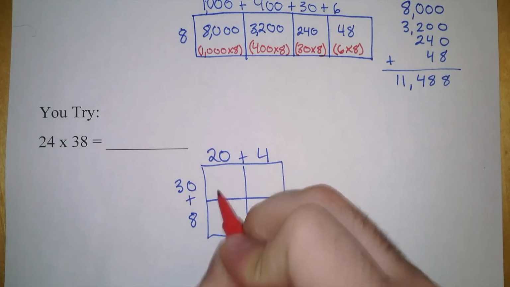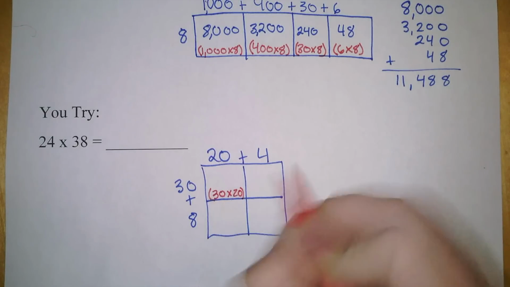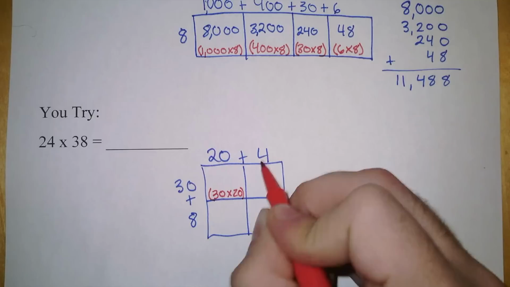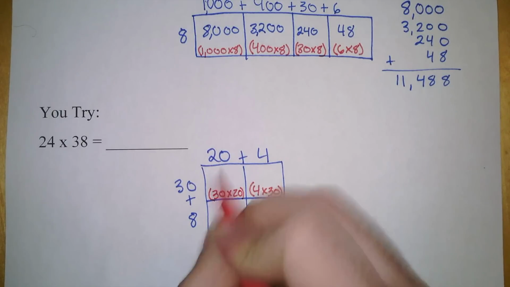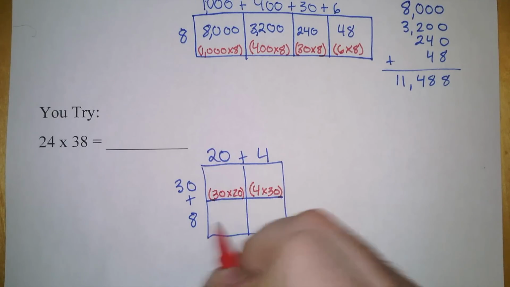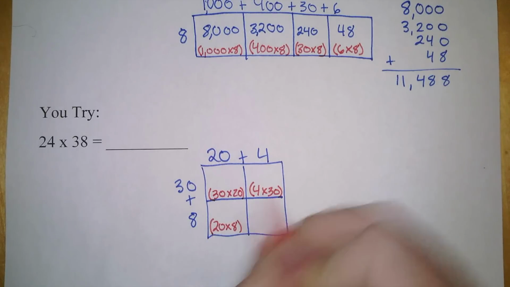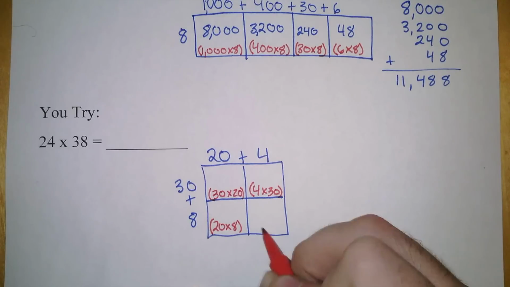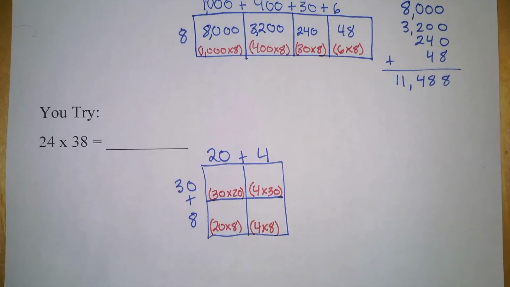We have 30 times 20. We have 4 times 30. 20 times 8. And then we have 4 times 8 here. All right, I'm going to switch back to blue.